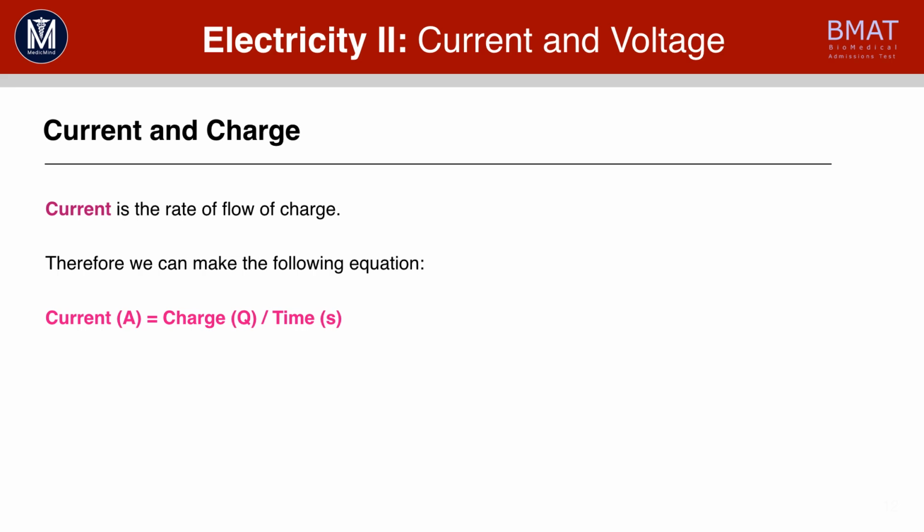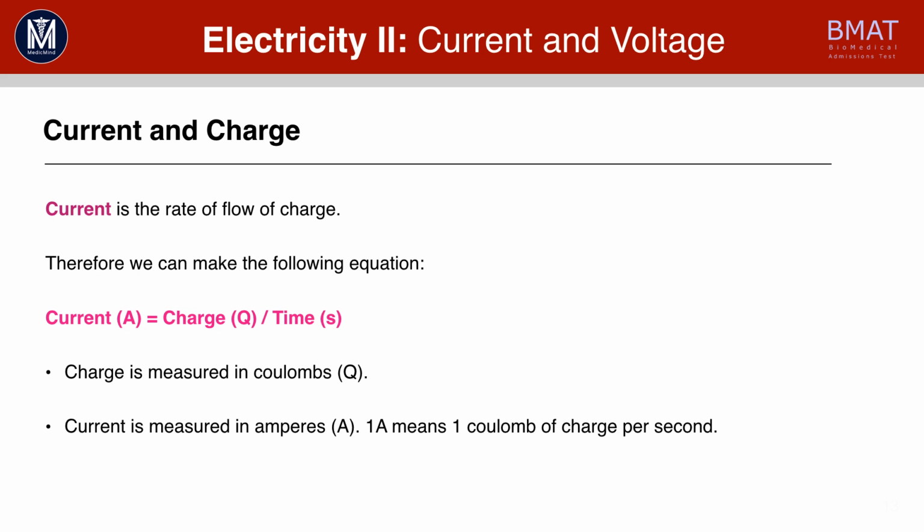So as current is the rate of flow of charge, we can make an equation linking charge and time. Current equals charge over time. Current is measured in amperes, whilst charge is measured in coulombs. 1 ampere would mean that 1 coulomb of charge is travelling per second. A current of 5 amperes means that there is 5 coulombs of charge travelling per second, and so on.